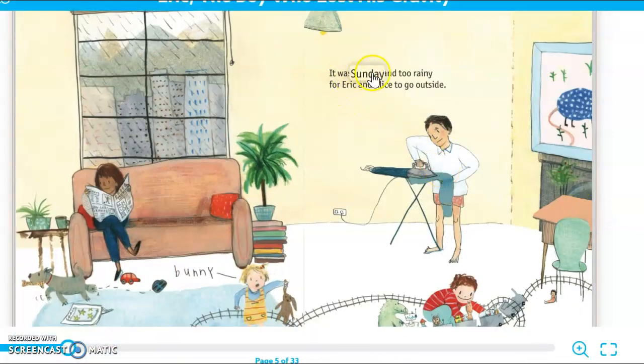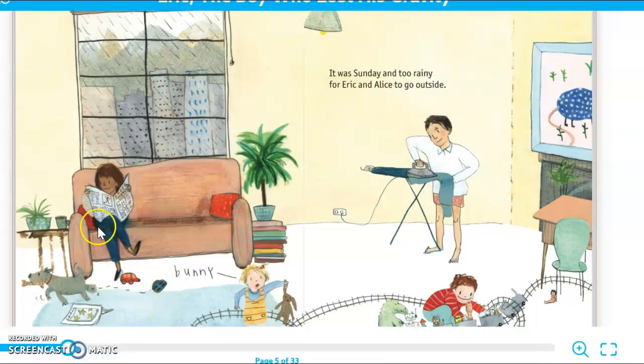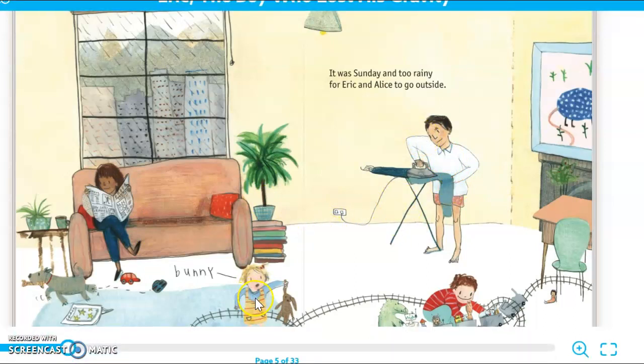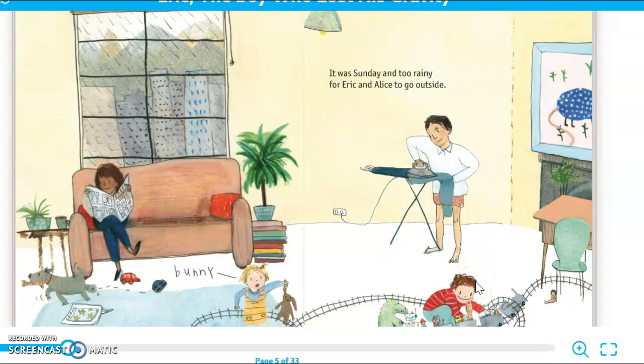It was Sunday and too rainy for Eric and Alice to go outside. We have some characters. Let's take a look at the people in the story that we see. We see a mom sitting on a sofa reading the newspaper. We see a dad ironing his pants. And we see a little girl, maybe she's Alice. And we see a little boy, maybe he's Eric. We also see a dog. He's carrying a bone. So we have some characters.